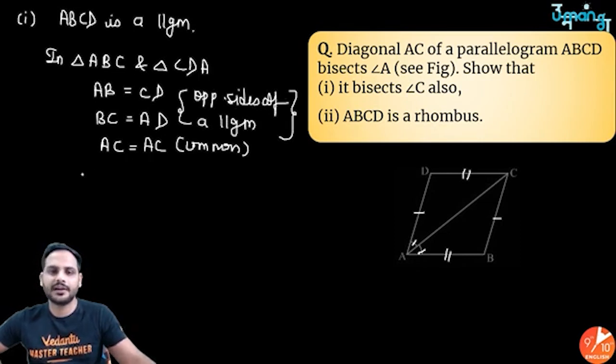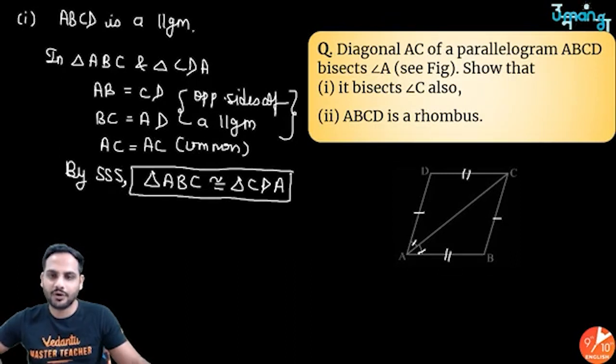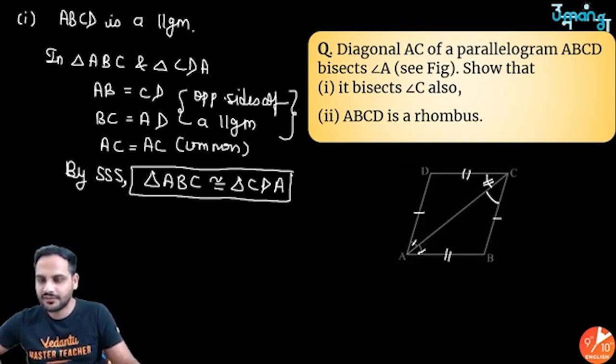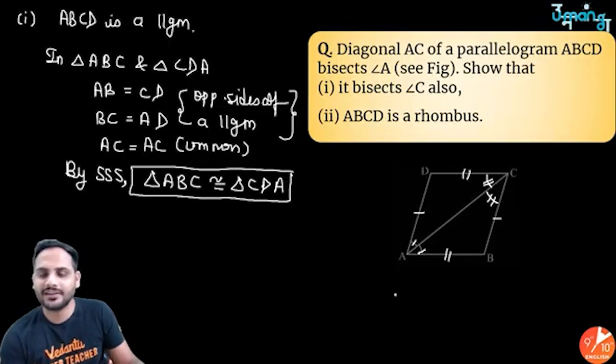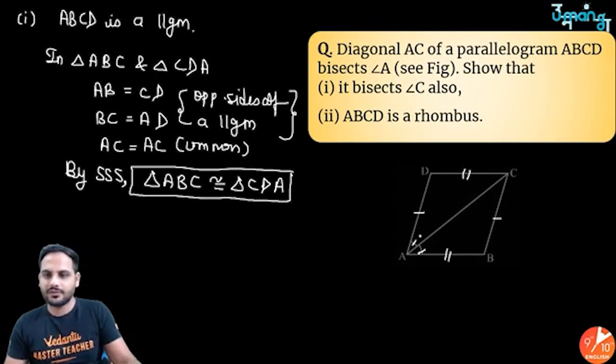So which criteria is it? By SSS rule, triangle ABC is congruent to triangle CDA, and if both are congruent to each other, I can say ki sir ji, then this angle will be equal to this angle also, right? These two angles will also be equal to each other, hai na? ABC, and let's say these two angles are equal. Ye angle x le lo, ye wala bhi x le lo.